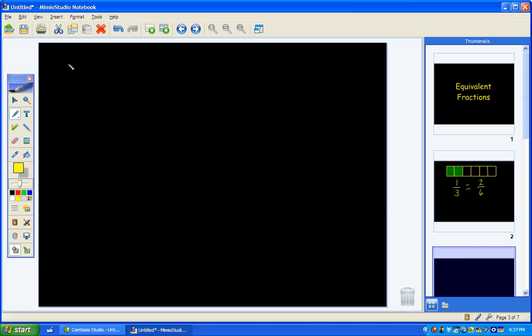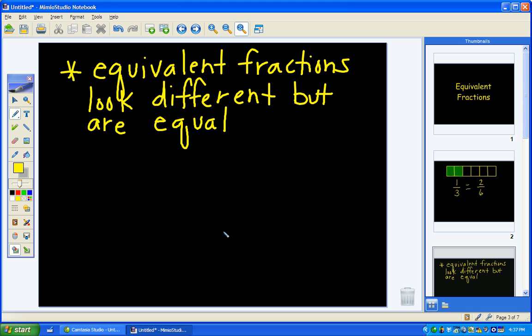So I do want you to note that equivalent fractions look different but are equal. And when we're talking about equivalent fractions, we're going to have something called the golden rule. You have to remember that whatever you do to the numerator, you must do to the denominator. And we're going to get into a process and you're going to understand what that means.